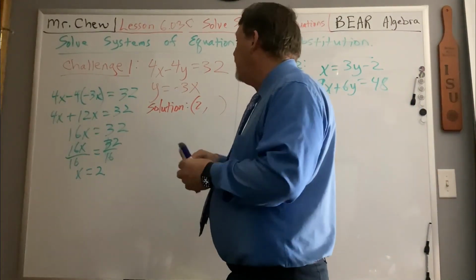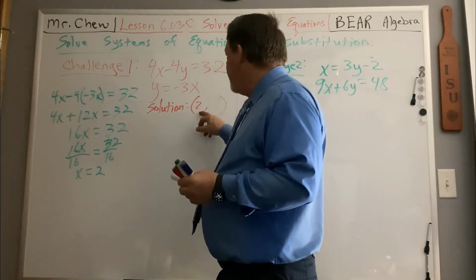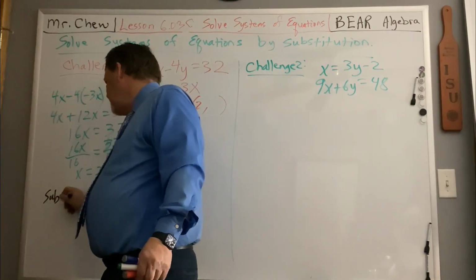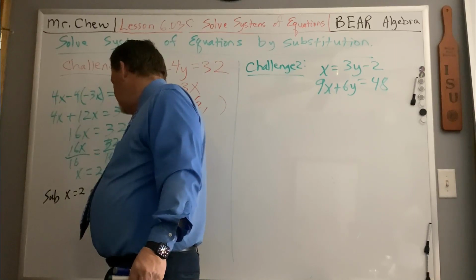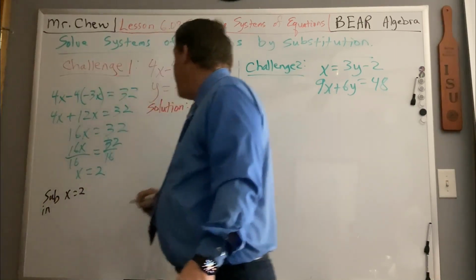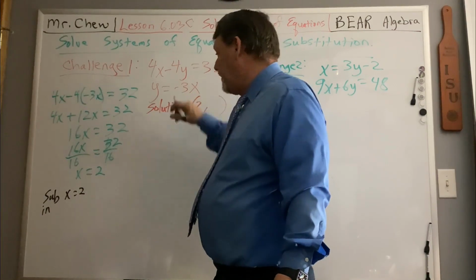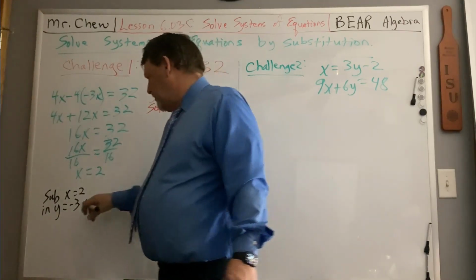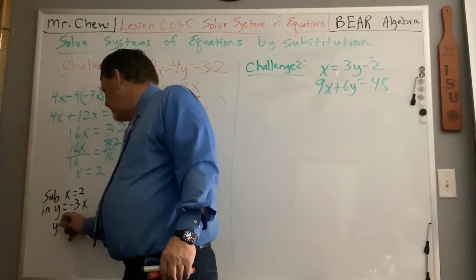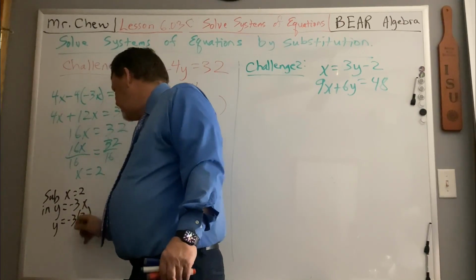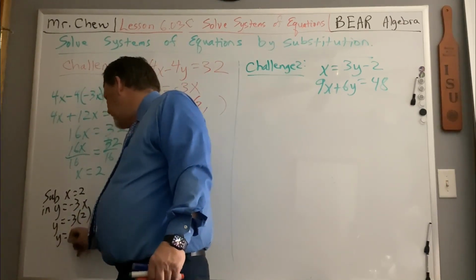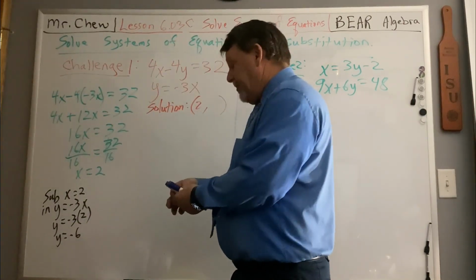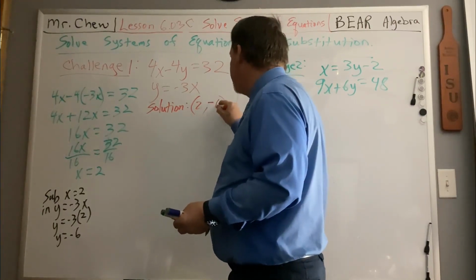So now I'm going to substitute a 2 into either one. So I'm going to substitute x equals 2 in what? In the one that's easiest. Well, the bottom one's easier. y equals negative 3x. So now substitute that value. y equals negative 3 times 2. So y equals negative 6. So if x is 2 and y is negative 6, then the point 2, negative 6 is my solution.